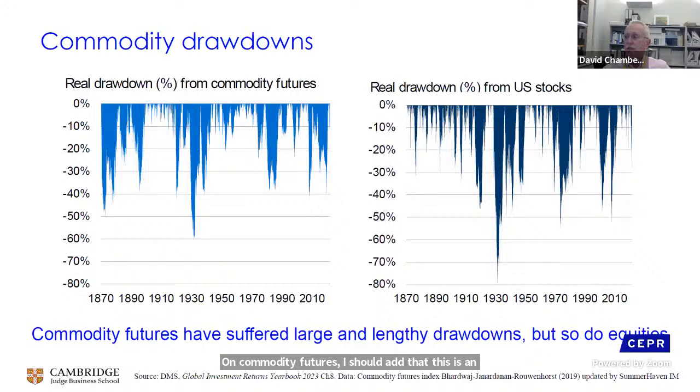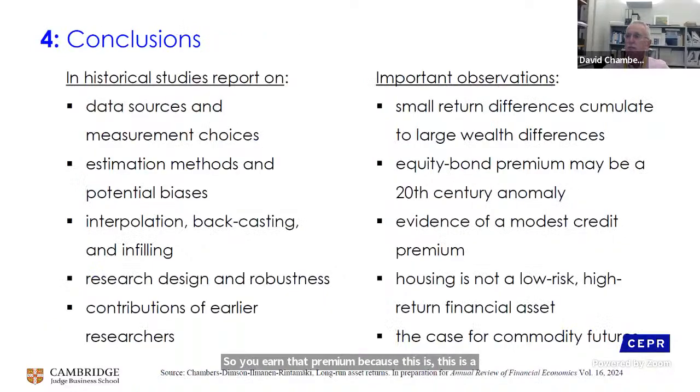Of course, there's risk, as there is. So this is just showing you the real drawdown from a commodity investing strategy in contrast with stocks. So you earn that premium because this is a risky strategy. So let me conclude.